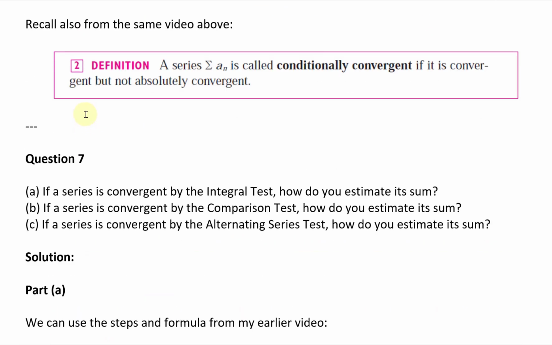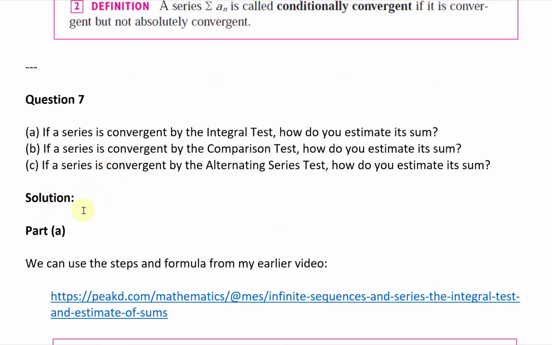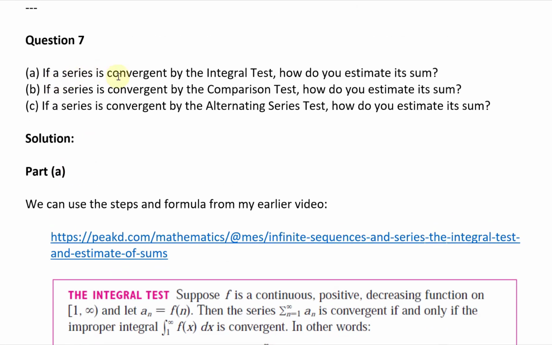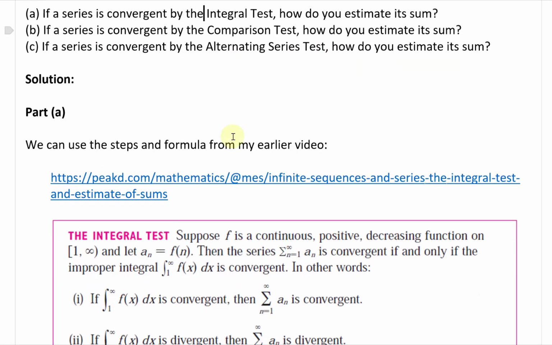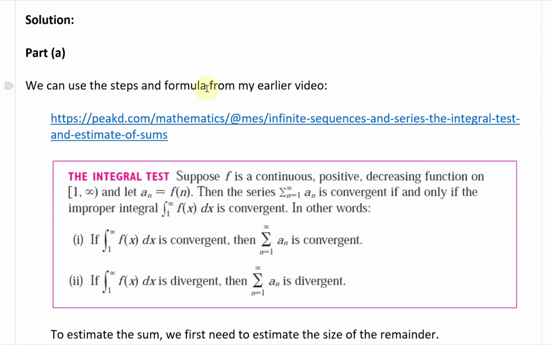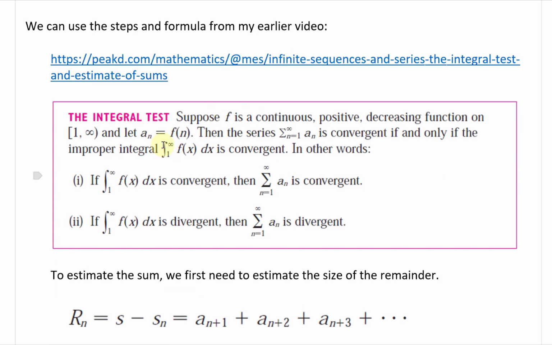All right, so now let's take a look at the solution, and let's look at part A first, and that is dealing with the integral test. So it's a convergent series by integral test, and we're asked how do you estimate its sum. So for part A, we can use the steps and formula from my earlier videos. This is on the integral test and estimate of sums. And first, a recap on the integral test.